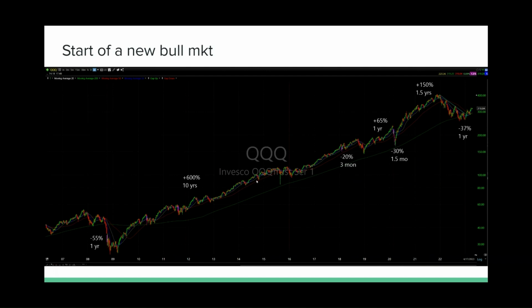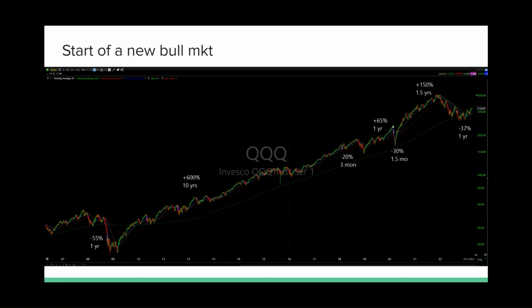So this is the chart of the NASDAQ in the last 15, 20 years. And let's look at the bear markets. This one lasted a year and the market went down 55%. And as soon as it bounced back, for the next 10 years, the NASDAQ went up 600%. This was another short bear market of 20%, which only lasted 3 months. And when the market snapped back, it went up from this low to this high, 65%.